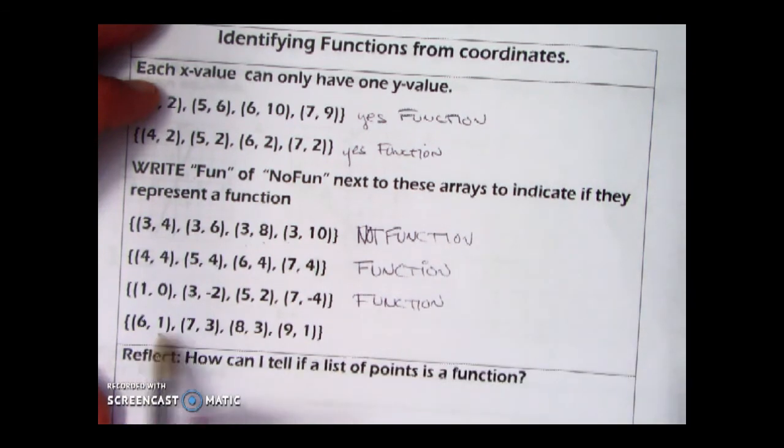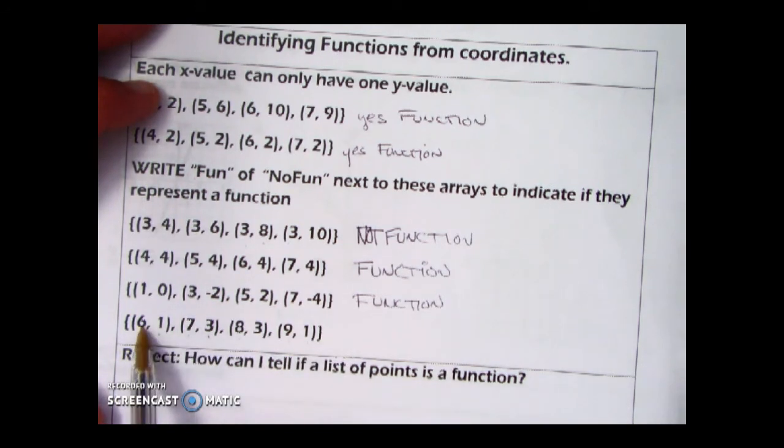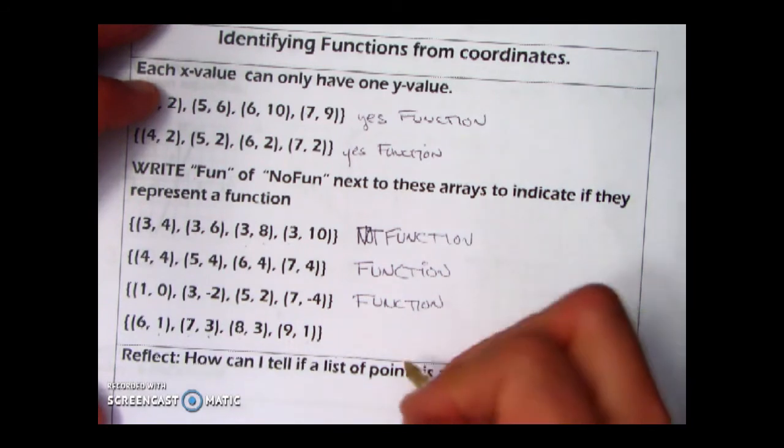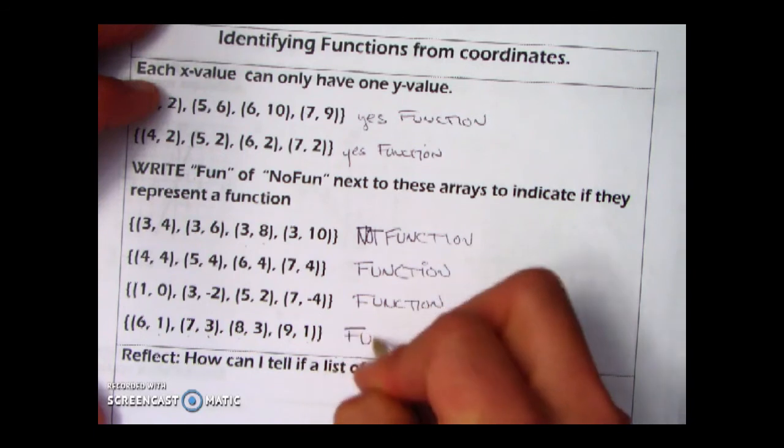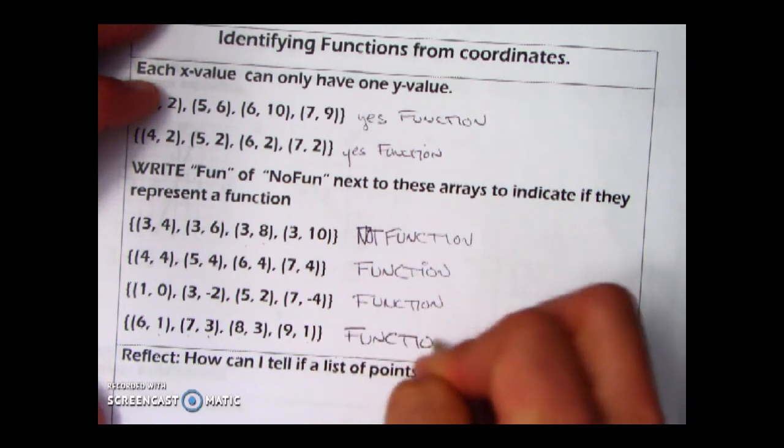Put in 6, I get out 1. Put in 7, get out 3. Put in 8, get out 3. Put in 9, get out 1. Okay, so if I put in 6 and I get out 1, I put in 9, get out 1. Does that mean it's not a function? It is still a function. It is still fun. Okay.